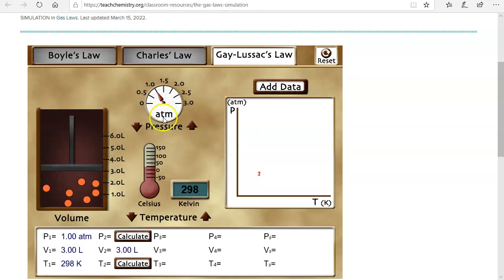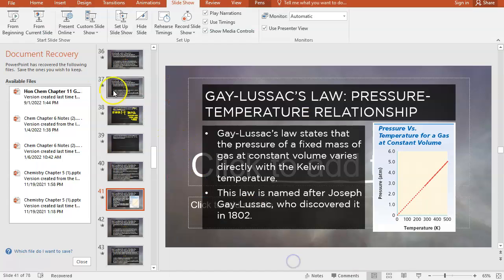So as I increase the temperature, notice the volume stays the same and the pressure goes way up. If I decrease the temperature, the pressure goes way down. Excuse me, as the temperature goes up, the pressure goes up. As the temperature goes down, the pressure goes down. I can also increase or decrease the pressure, causing the temperature to go up or down.